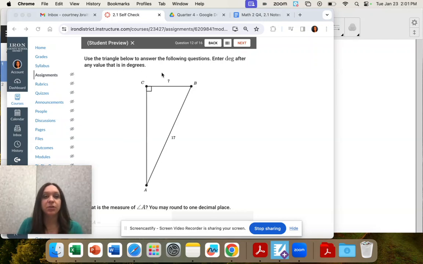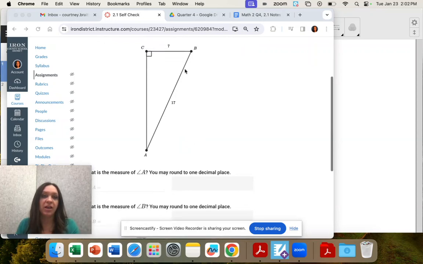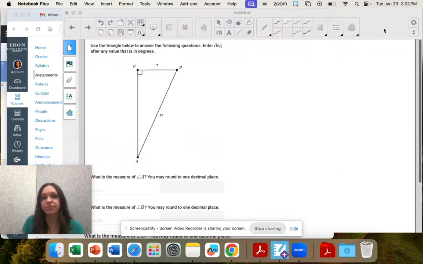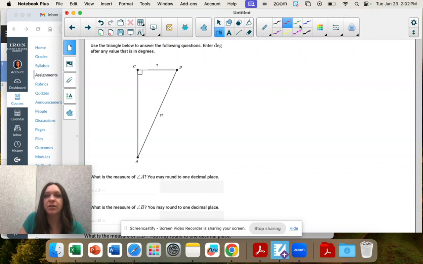Question 12, use the triangle below to answer the following questions. So we want to find angle A, angle B, and then the remaining side AC, just like what we've been doing. So we're going to start with angle A and label the sides.